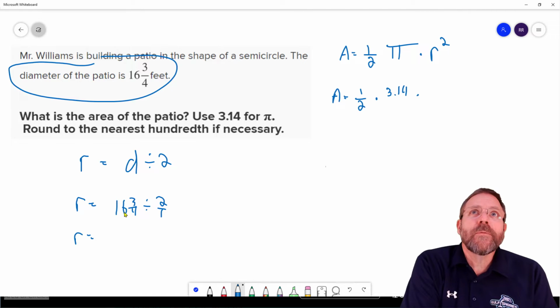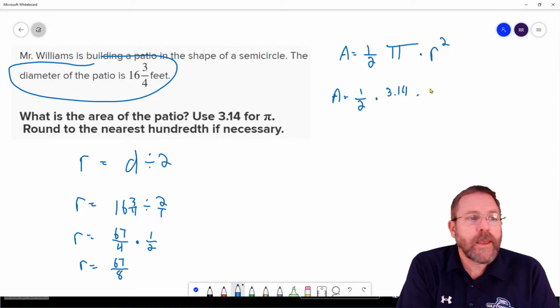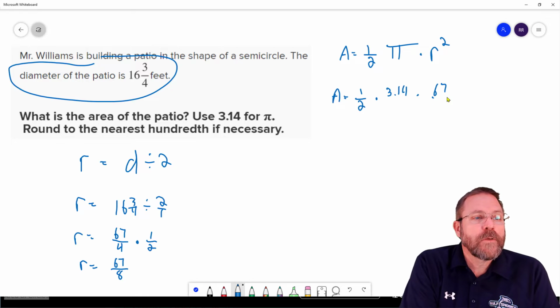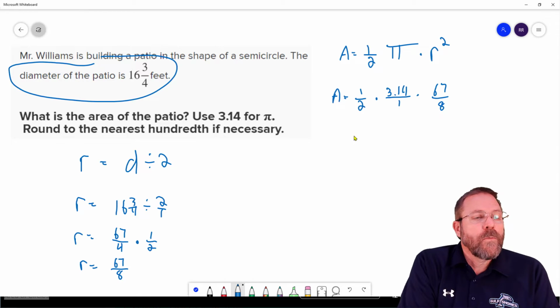That's going to end up giving me 64, plus 3. That's going to give me 67 over 4. And I'm going to change the division to multiplication, and I'm going to take the reciprocal of the second number. Now I have radius is equal to 67 over 8. And we're just going to leave it like that when we plug it in right here, 67 over 8. Next thing I'm going to do, we'll throw a 1 down there, is I'm going to square that, because everything was going to be squared in the radius.